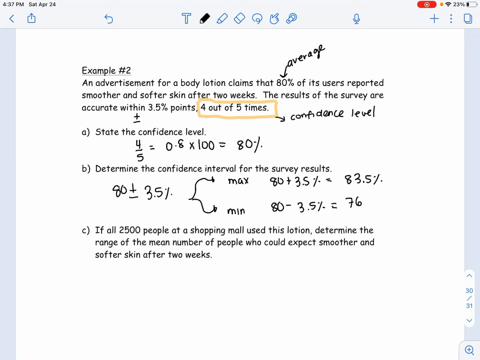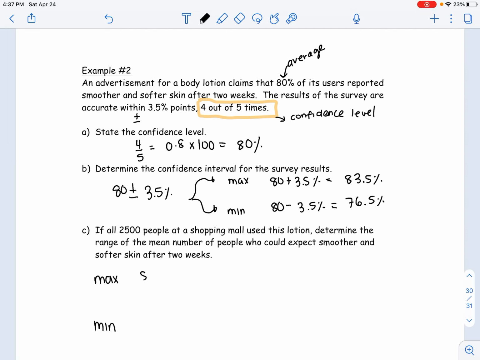So you should have gotten 76.5 for minimum. Okay, so there's our confidence interval. We have a 76.5 to 83.5 confidence interval for this data. If all 2,500 people at the shopping mall use the lotion, we now want to figure out how many people are expecting to have smoother and softer skin. So that's where we use our max and min numbers.